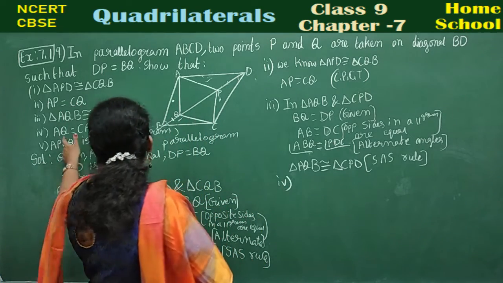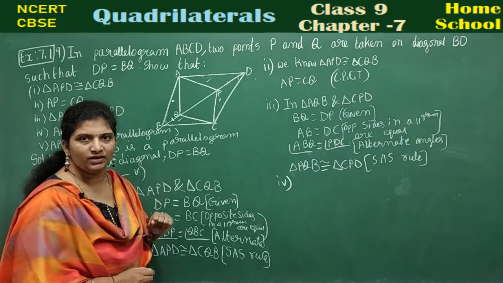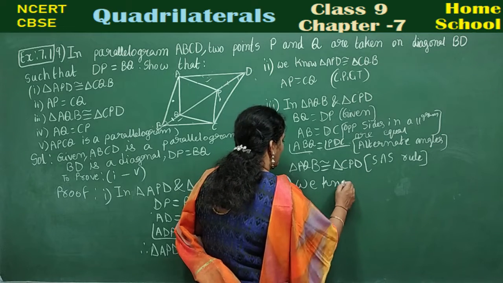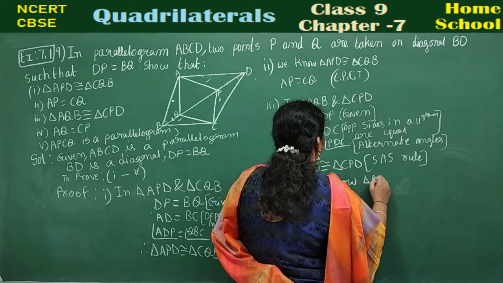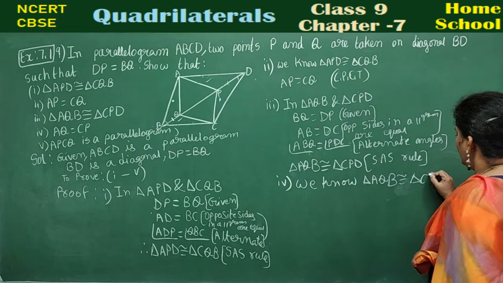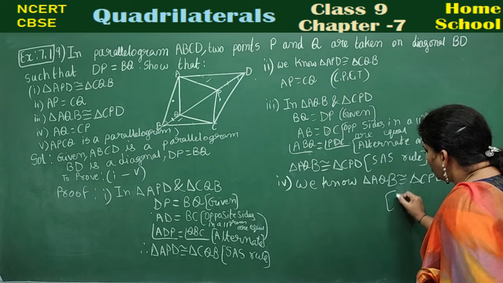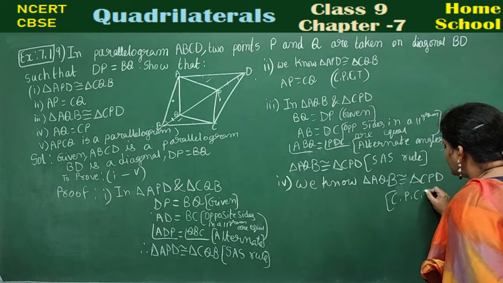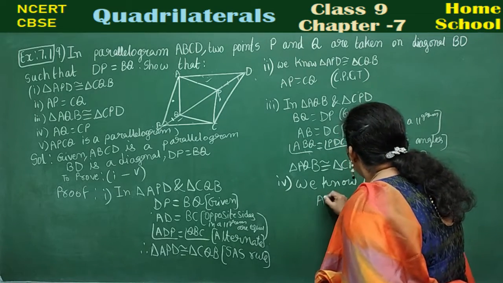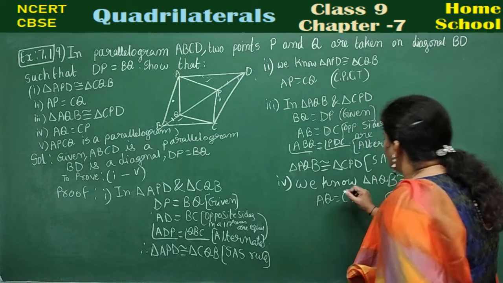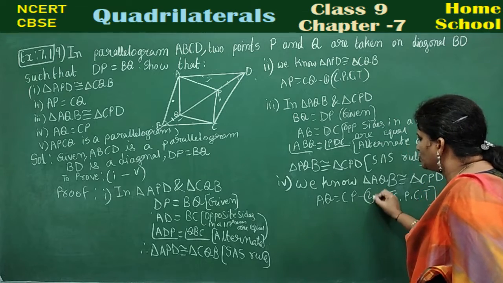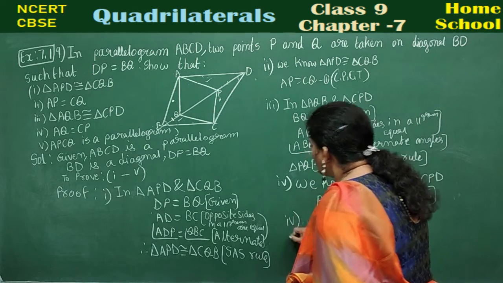Fourth one, what do I need to prove? AQ is equal to CP. In the same manner, we know by the above that triangle AQB is congruent to triangle CPD. If they are congruent, by CPCT I can equate the remaining parts. That means AQ is equal to CP. Over. Let me mark this 1 and let me mark this 2.